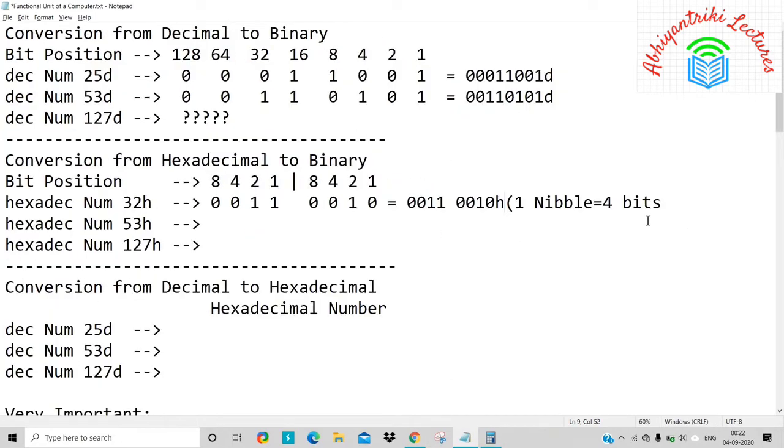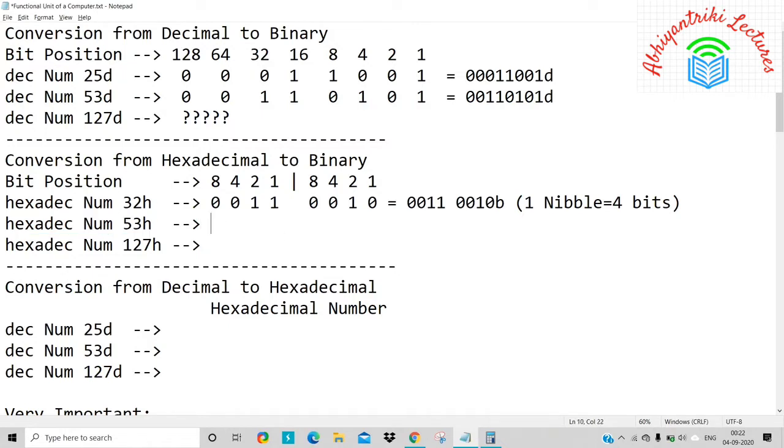4 bits, right? And so now how many nibbles are there? Here you can see 2 nibbles, 1 and 2. And the H stands for... sorry, replace this H by B, not H, that is B, binary. So this is a binary number. This is the binary equivalent of the hexadecimal number 32H. And now the hexadecimal number 53H. Now how do you write this?